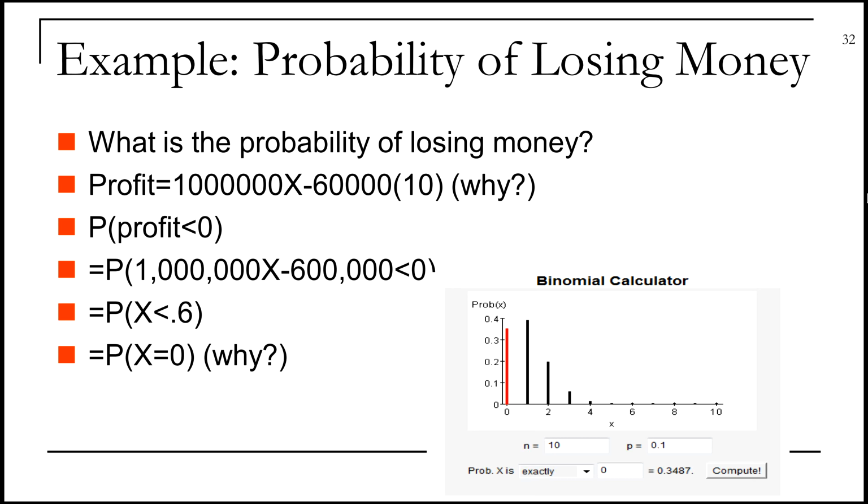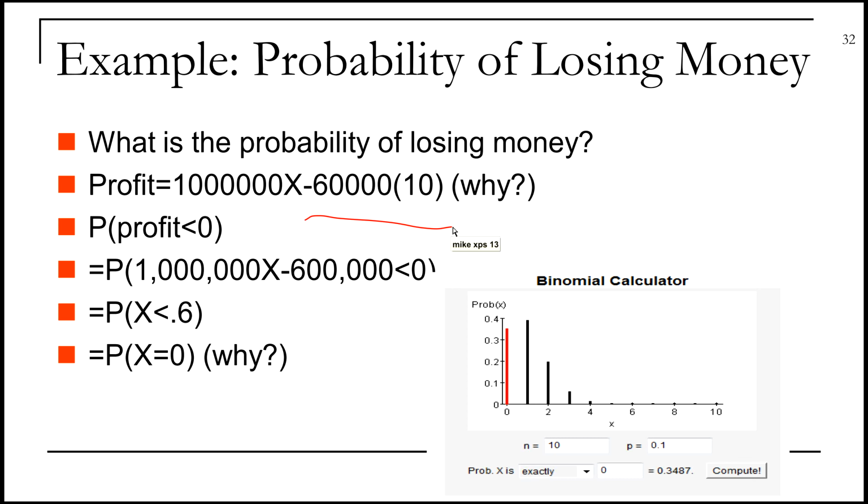We want our profit equation, which is 1,000,000x minus 600,000. Why? Each well costs $60,000 to drill, so that's $600,000 fixed cost to drill the 10 wells. If it's a good well, we make $1 million. X is the number of good wells, so that's the formula for profit. Well, the probability of losing money is the probability of profit less than 0. That's you lose money, profit less than 0.